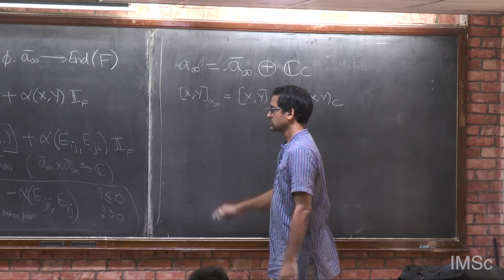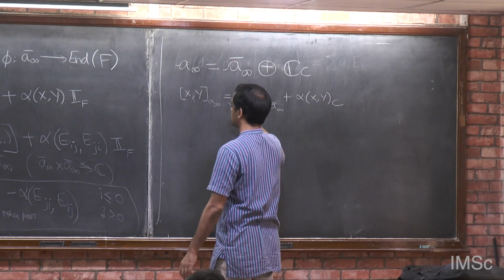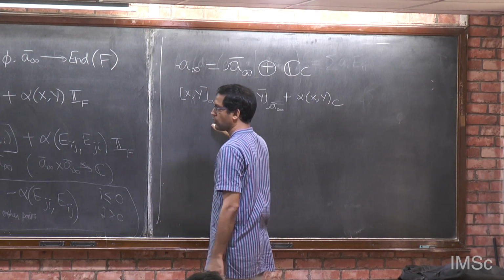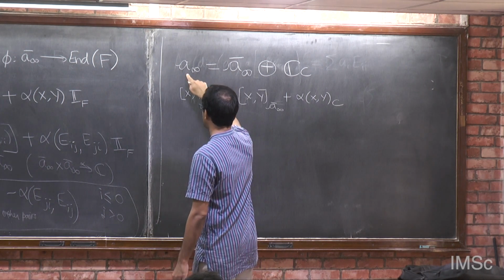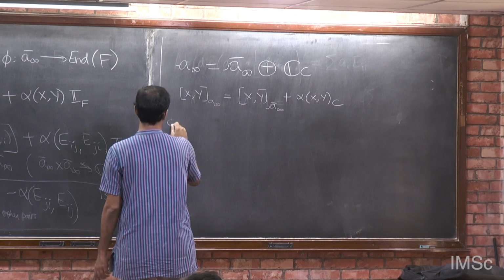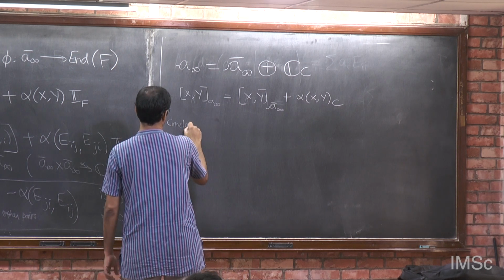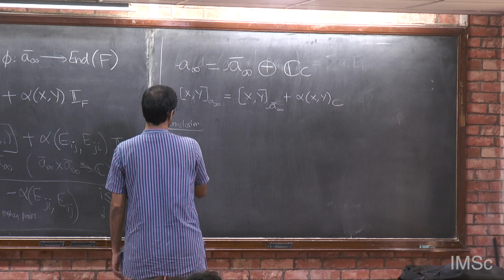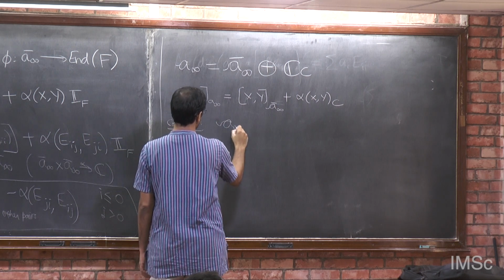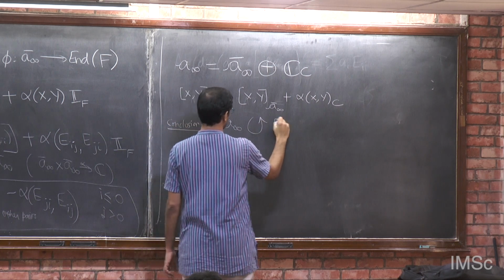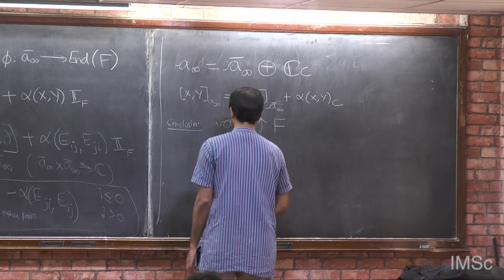Okay. So now the point is, having done this, what we obtain is an honest action of this new algebra. So the conclusion of all this analysis is that while a bar infinity doesn't admit an action, a infinity admits an action on F, on the fermionic Fock space.